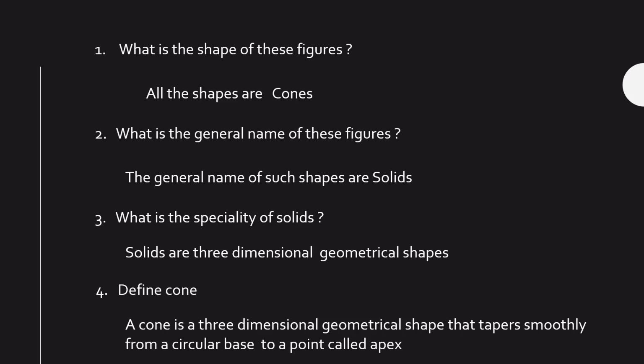Here, as you all know, this is a three-dimensional geometrical shape. So, this point must be in your definition, and having a circular base, that must be in your definition. They join to a point called apex. As you can see, there is a pointed part in a cone. That particular point is called an apex, and the surface is curved. These 4 points must be there. Then your definition will be correct. Okay.